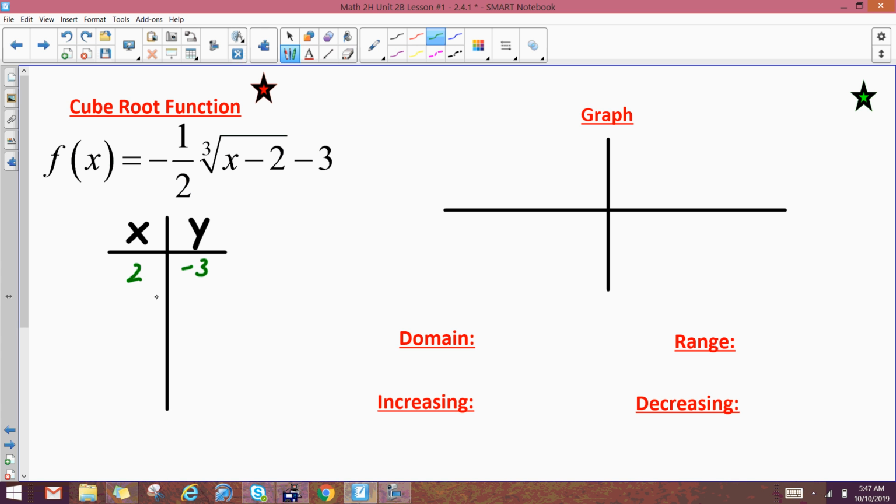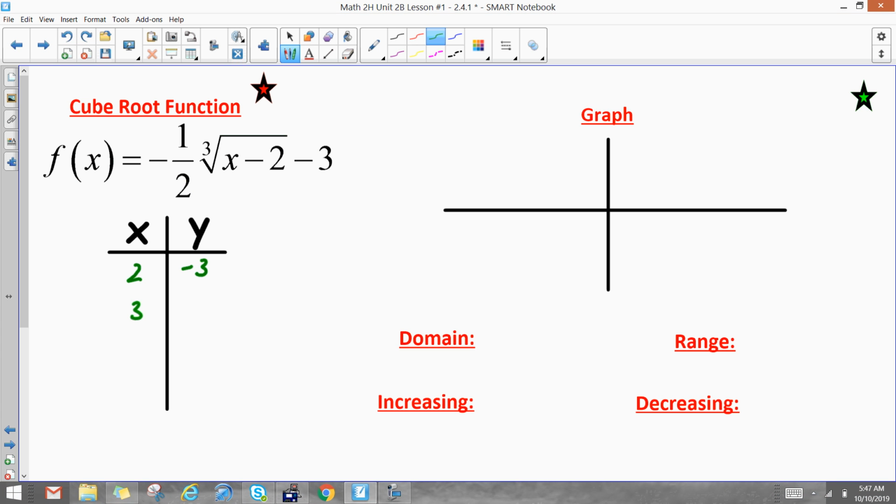I remember 1 was a perfect cube, so to get that, I'm going to put a 3 in. 3 minus 2 is 1. Cube root of 1 is 1, times negative 1 half is negative 1 half, minus 3 would be negative 3 and a half. Okay. 8 worked, so to get this to be an 8, I'm going to put in a positive 10. Cube root of 8 is 2. 2 times negative 1 half is negative 1. Negative 1 and negative 3 is a negative 4. So let me use those for the positive side.